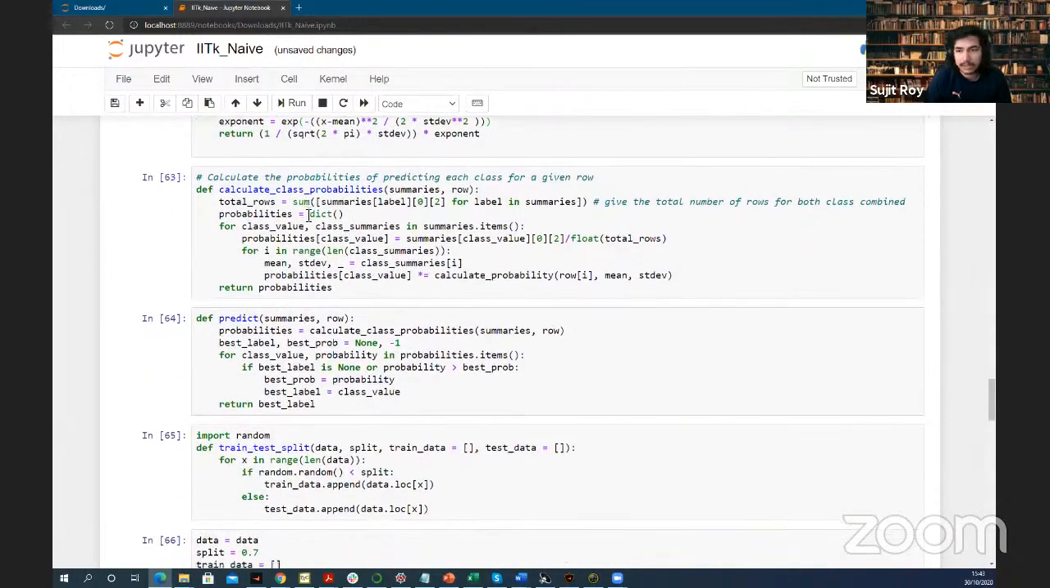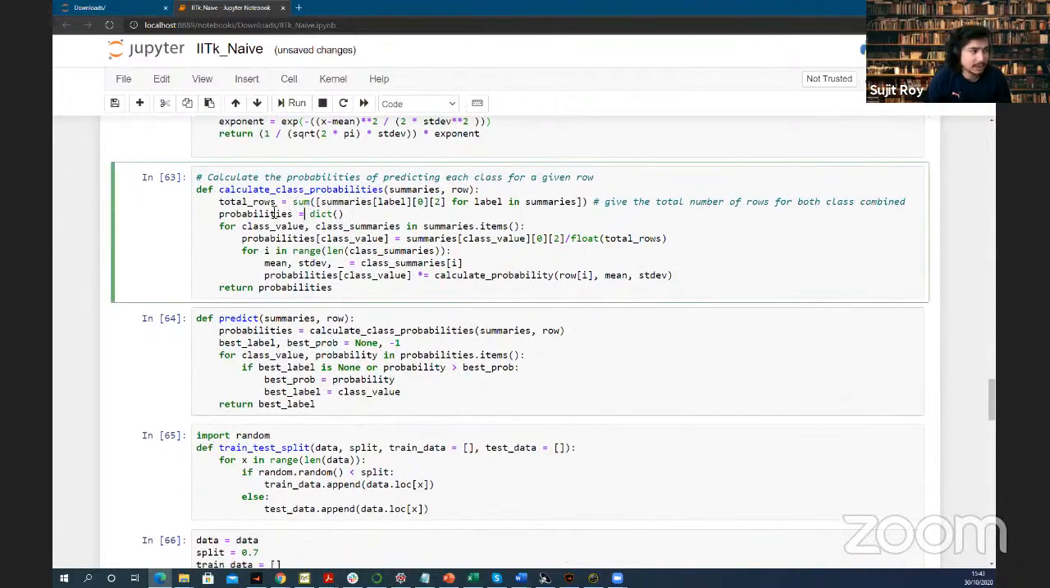Okay, now you're trying to calculate the class probability, so your total rows, probability. So for class value, class summaries. Okay, so calculating class probability, summaries, and rows. So best label, best probability. So calculate class probability, summaries, and rows. So total rows and summaries, we are trying to get the total number of rows for both the classes combined. Calculating the probabilities, defining it as a dictionary, an empty dictionary here, as we have seen in the first class.